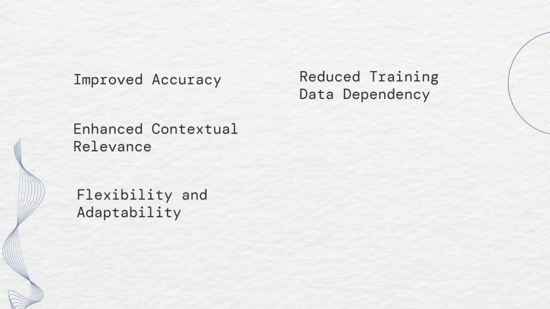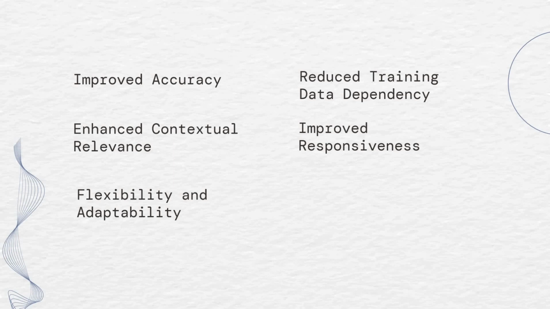Then the next advantage is improved responsiveness. The retrieval component allows RAG to quickly fetch relevant information, improving the overall responsiveness of the system. This efficiency is particularly beneficial in applications requiring real-time or near real-time responses such as virtual assistants and chatbots.